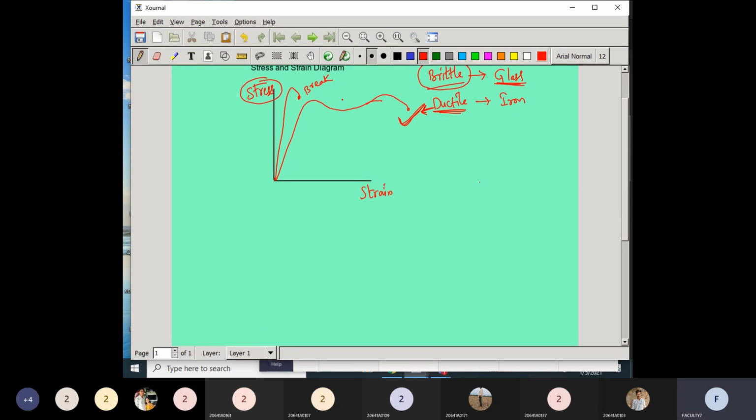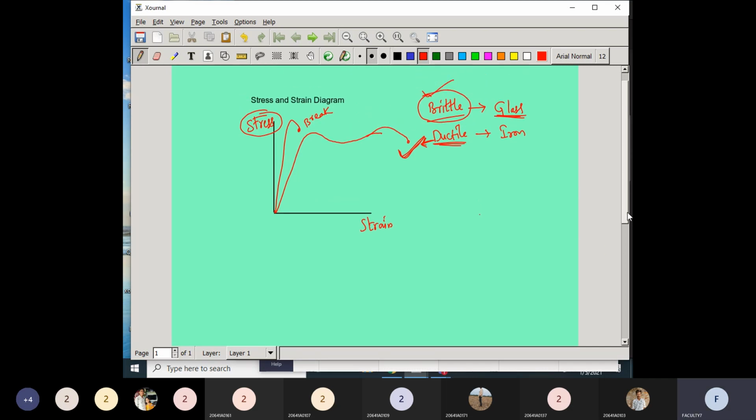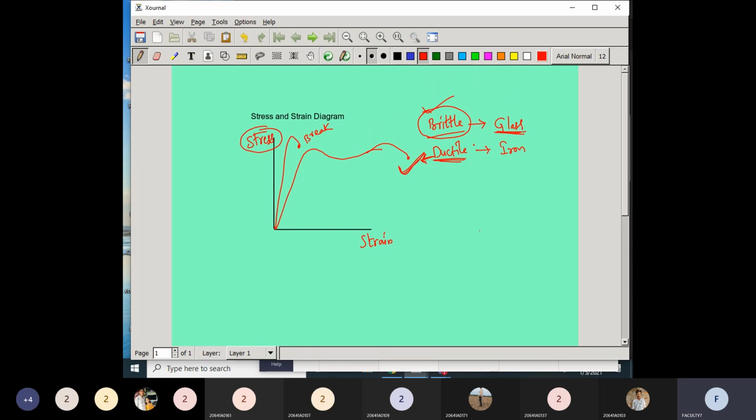Now I will redraw the diagram. I'm erasing the entire part, and I will start the explanation for the ductile material with iron. For brittle, the graph variation will be like this. Here the glass or brittle material will break into pieces. Now let us see about the ductile materials.